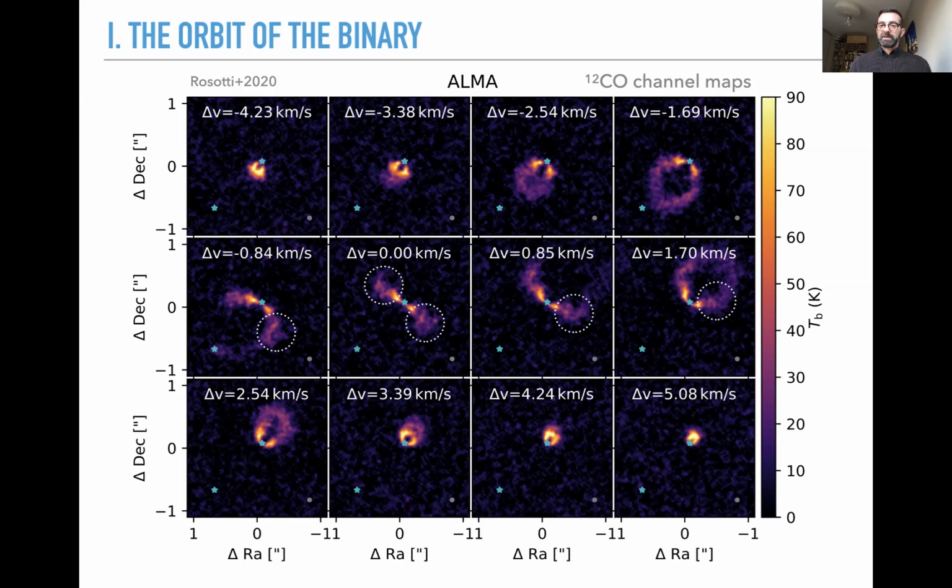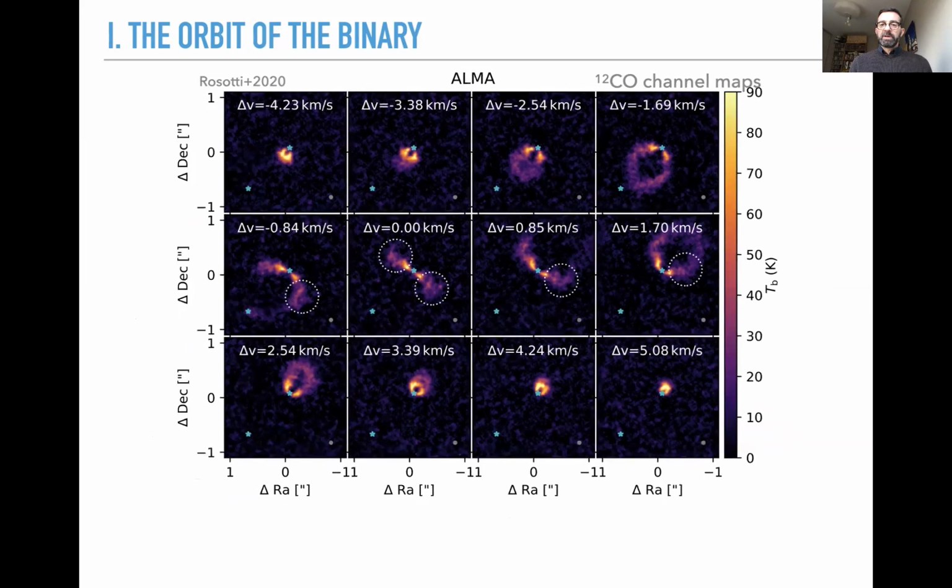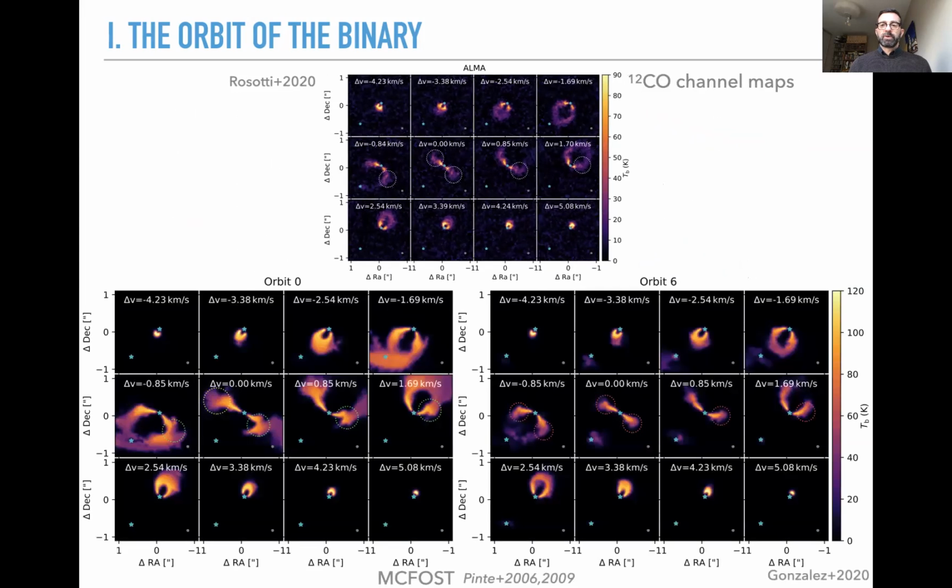And in particular, they are visible in the southwest corner here, or in the northeast corner in the delta p equals 0 channel more easily. I will only show you the synthetic observations for 2 orbits here, but you can have a look at all the other cases in the paper.